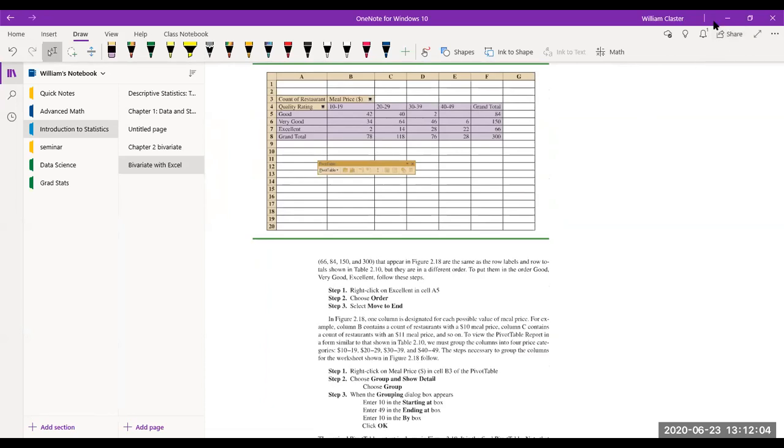Any questions about this? I just have one question relating to relationship and correlation. So what's the difference between relationship and correlation, or is correlation simply one type of relationship? So that's a great question.